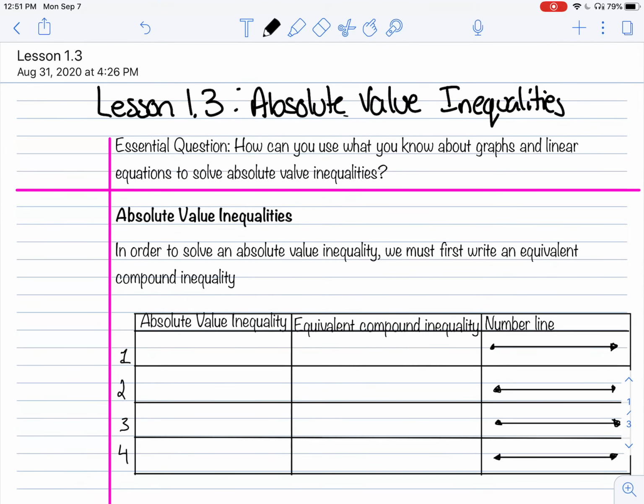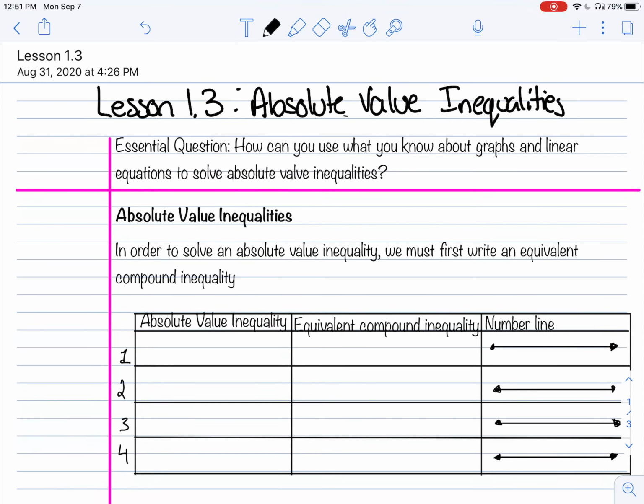Hey everyone, go ahead and title your notes Lesson 1.3 Absolute Value Inequalities. So today we're going to look at just our basic form of solving absolute value inequalities. We are going to look at some scenarios in our next Zoom meeting together. So we're going to start off with our essential questions.